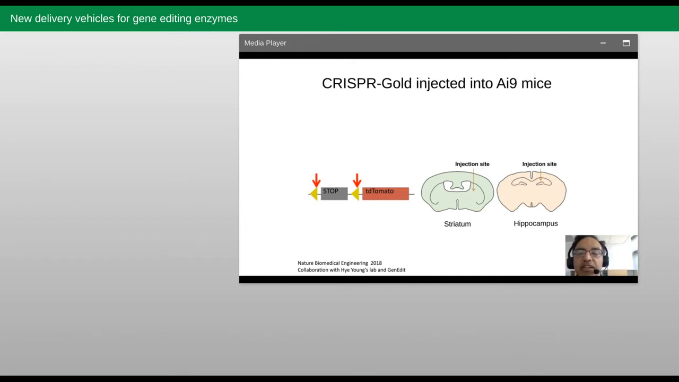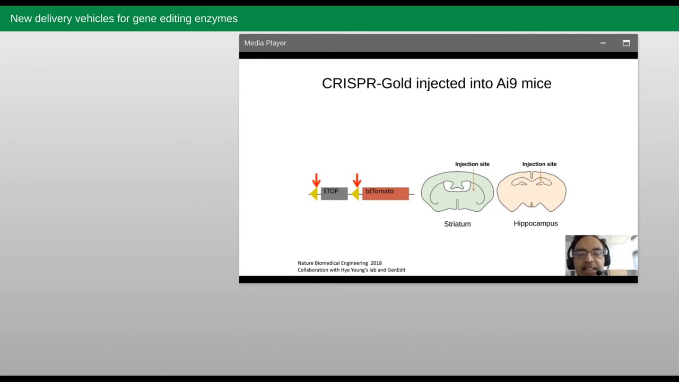For these experiments, Hae-Young used the Ai9 mouse model. The Ai9 mouse model is shown here. It's composed of a mouse that has the TD tomato gene upstream of a stop codon, so it doesn't actually make the TD tomato gene. But if you cut out the stop codon by making 2 cuts with CRISPR, then the stop codon is removed, and the cells that underwent the gene edit will now start making the TD tomato gene, which is the same thing as the red fluorescent protein.